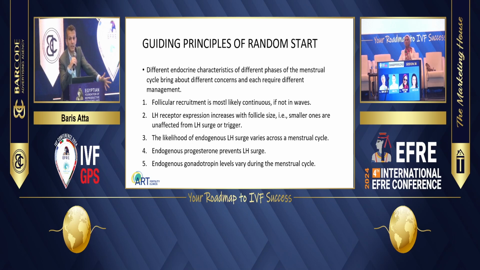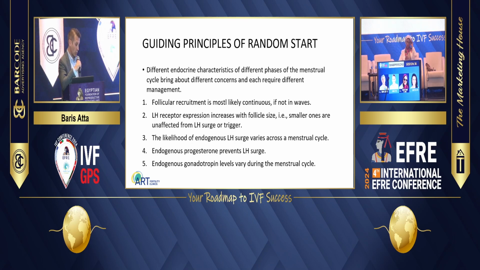So we need to remember a few principles. So that's how we can navigate in random start cycles. The first is, what enables random start is that follicular recruitment from the primordial pool is most likely continuous, if not in waves. So they don't just start growing in the late luteal phase. So whenever you stimulate, the follicles respond.